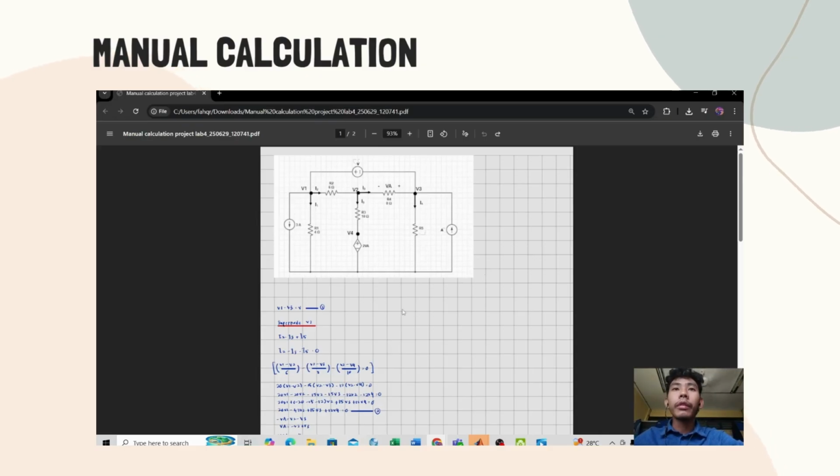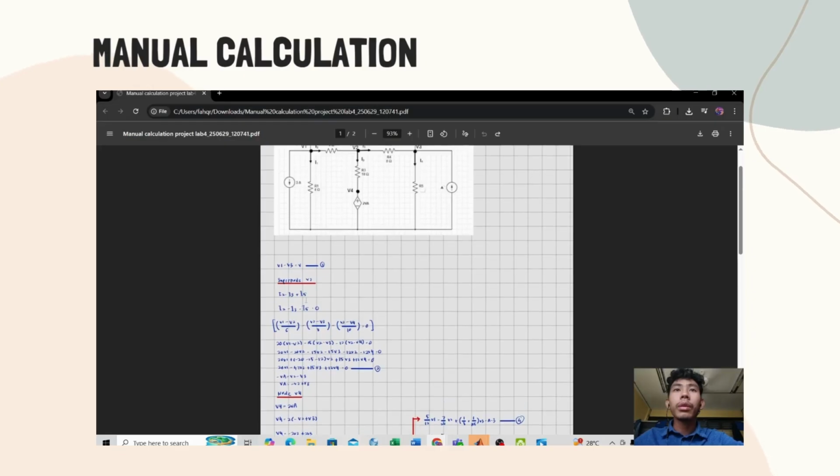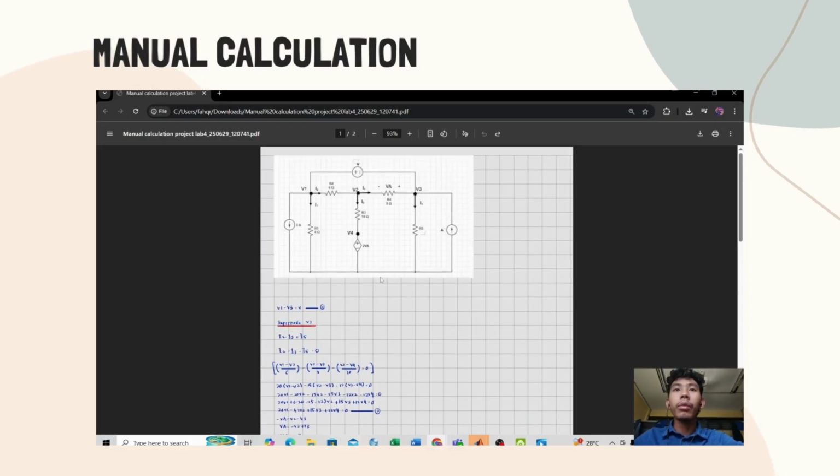The first one is that we know the nodes at V1 and V3, after we subtract them, we can get the value of the voltage source. So that will be our first equation, which is V1 minus V3 equals V. Then for the supernode at V2, we can apply KCL, which is the current going into a node equals the current going out from the node. So we know that I2 will equal I3 plus I5.